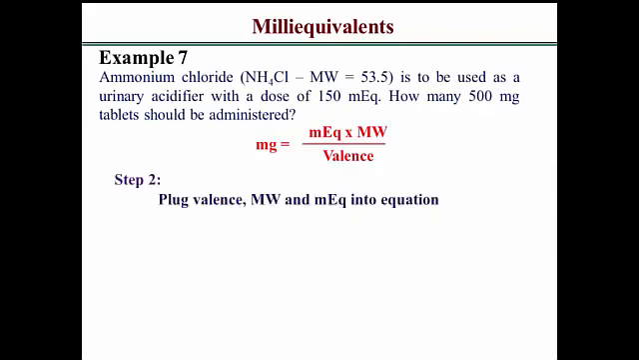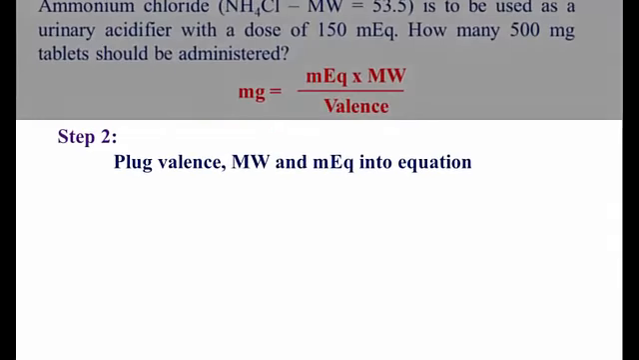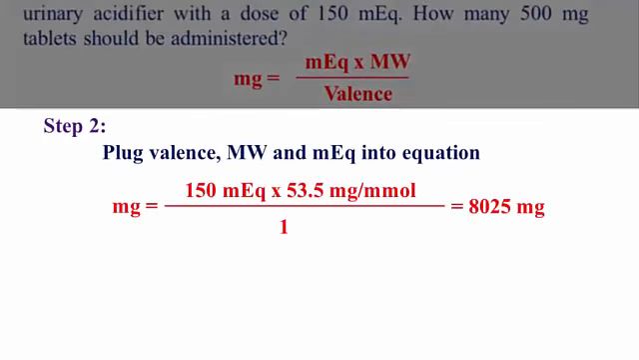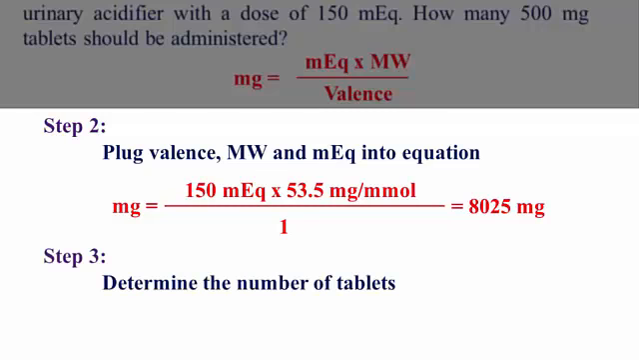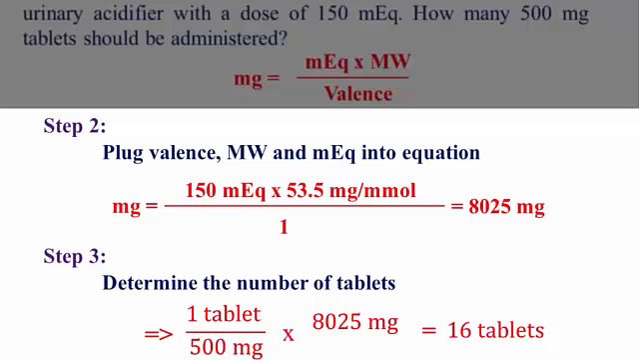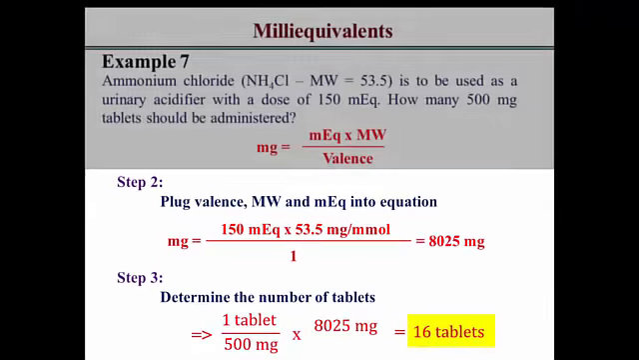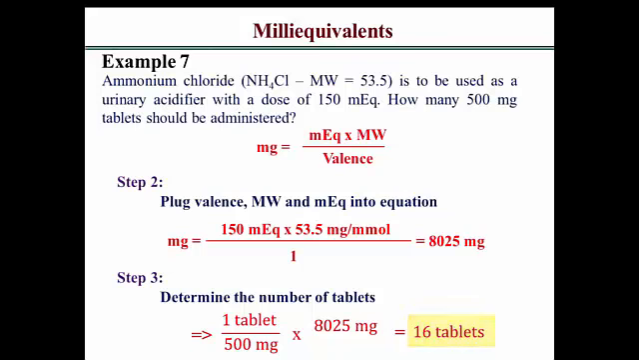Step 2. We want to plug the valence, molecular weight, and milliequivalents into the equation. So we have 150 milliequivalents times 53.5. The units must be consistent, so milligrams per millimole, and that gives us 8025 milligrams. But we don't stop there, because you want to know the number of tablets, which are 500 milligrams each, to administer. So we determine the number of tablets as follows. One tablet is 500 milligrams and you have 8025 milligrams, and that will give you a total of 16 tablets. So you see how all this comes together? Real exciting and real easy.